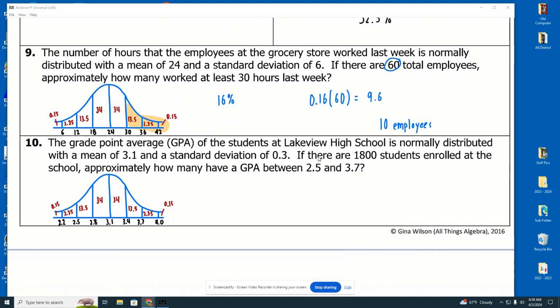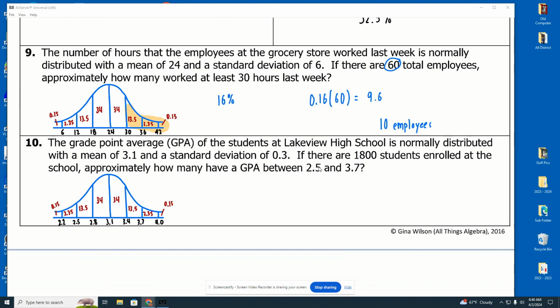Okay, number 10 is very similar. You got a single problem. You had a GPA that was your mean of 3.1, and your standard deviation is 0.3. So I added 0.3 this way, subtracted 0.3 that way. There are 1,800 students, and they want to know exactly or approximately how many have a GPA between 2.5 and 3.7.